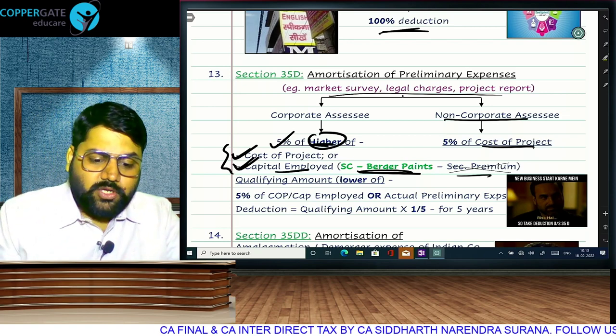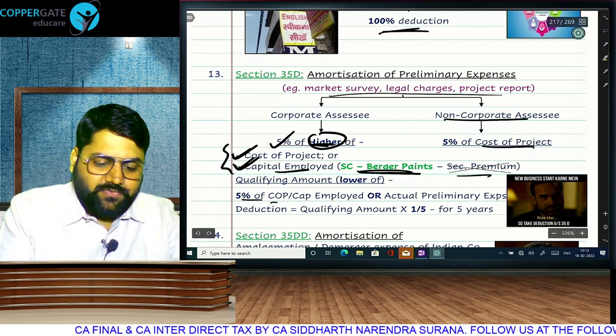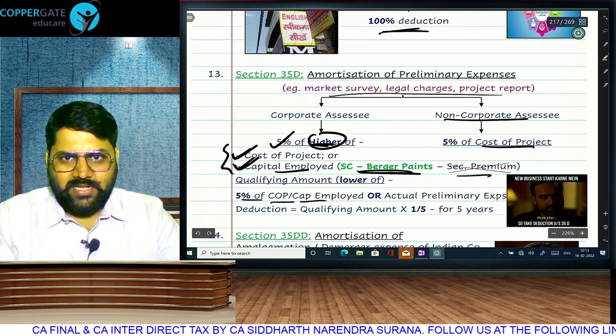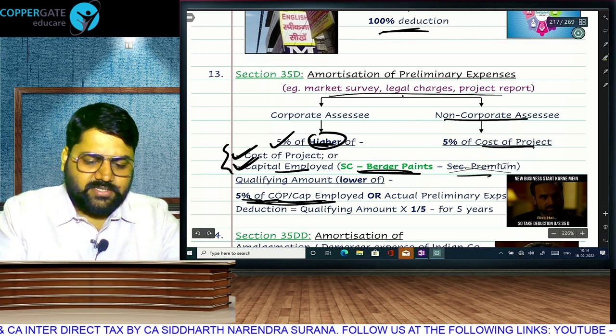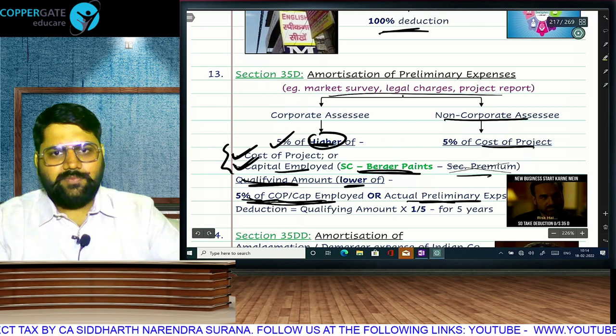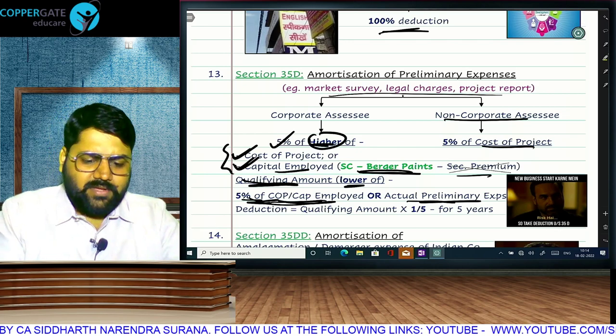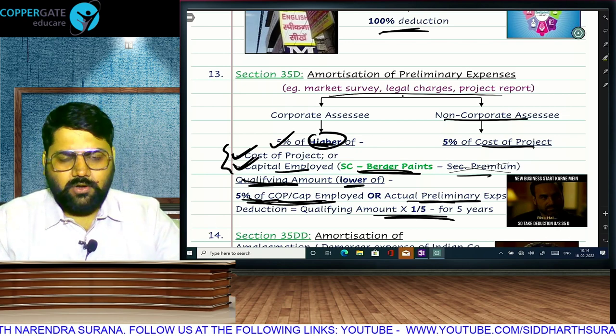And that amount you compare with the actual expenses. So 5% of the cost of project or capital employed, if applicable, is only for a corporate assessee. For non-corporate, it is only this much. For corporate, it is this much. Compare with actual preliminary expenses. Whichever is lower will become your qualifying amount, and that will be allowed as a deduction, 1/5 over a period of 5 years.